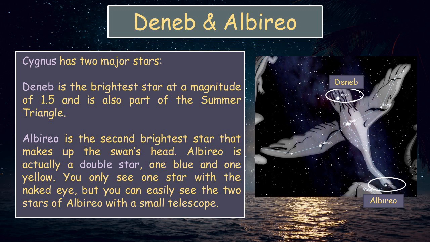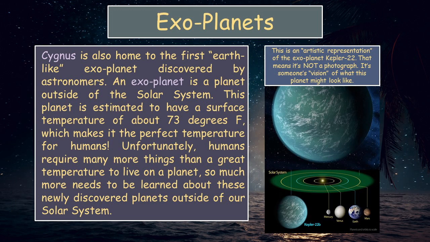Albireo is the second brightest star that makes up the swan's head. Albireo is actually a double star, 1 blue and 1 yellow. You only see 1 star with the naked eye, but you can easily see the 2 stars of Albireo with a small telescope. Cygnus is also home to the first Earth-like exoplanet discovered by astronomers.